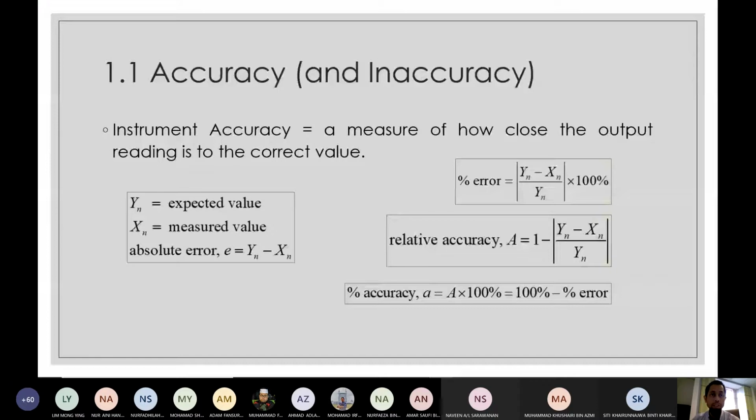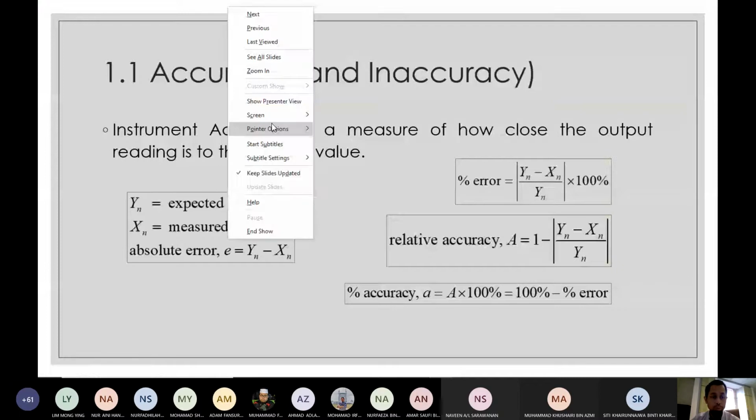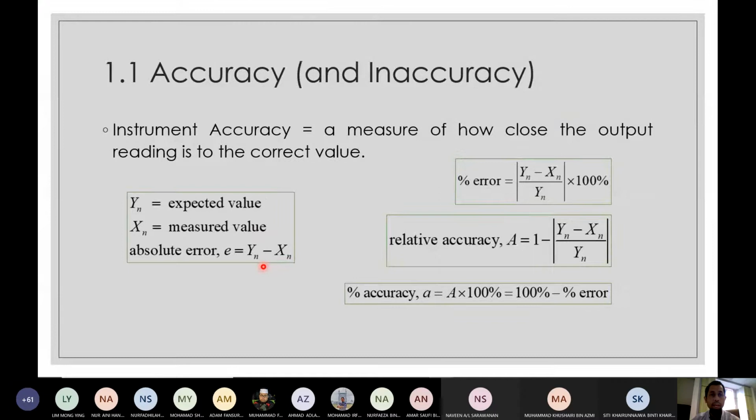Okay, so we have the first equation, the absolute error, is equal to this equation here, yn minus xn, where yn is the expected value and xn is the measured value. And then we apply this relationship to determine the percent error. And then the relative accuracy, capital A, and then the percent accuracy, small letter a.